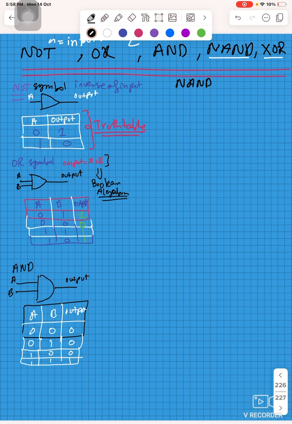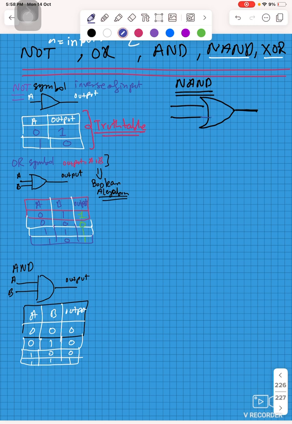NAND gate. You might have heard it, or guessed from the name. A NAND gate is nothing but a combination of NOT and AND. Yes, that's how it is. If I draw the symbol, how does the symbol of NAND look?